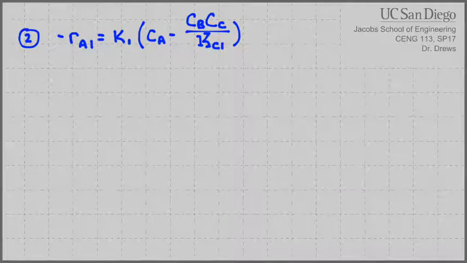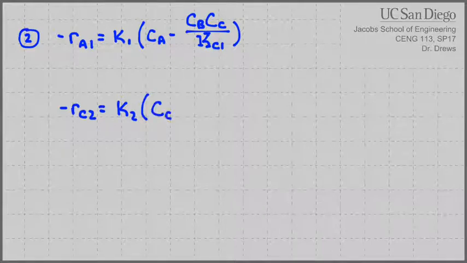For our next one, we have, in terms of C, so we'll have minus R sub C for reaction 2. This is going to be whatever the rate constant K2 is. For this one, we have C sub C minus C sub A squared over capital K with my little caps, C sub 2.